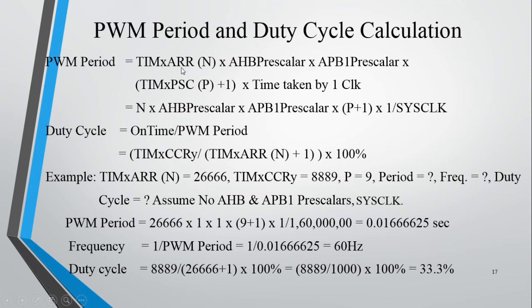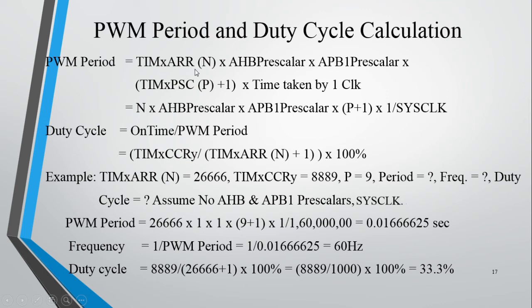That means the maximum count value it can have, right? That is nothing but the time period register into AHB prescaler into APB1 prescaler into timer PSC plus 1. These are the three prescalars, into the time taken for one clock. So if the prescalars are not there, what will be the total time period? Auto reload register value, that is n, into time taken for one clock.